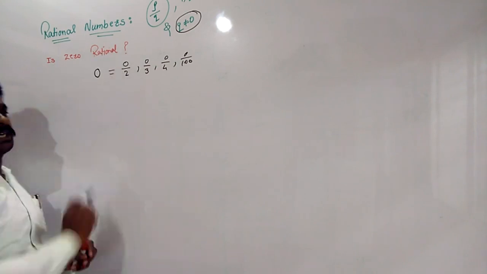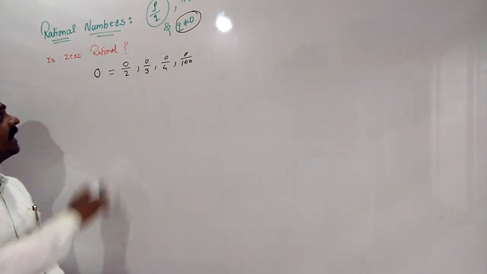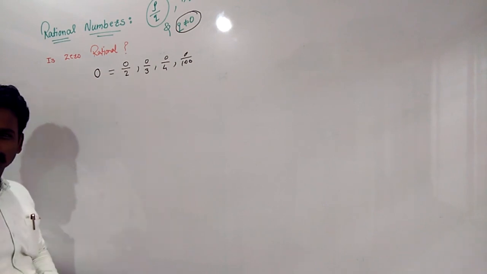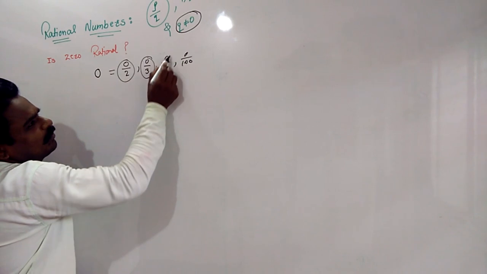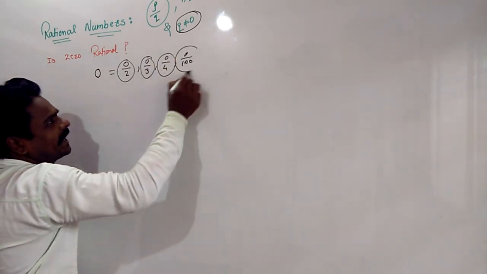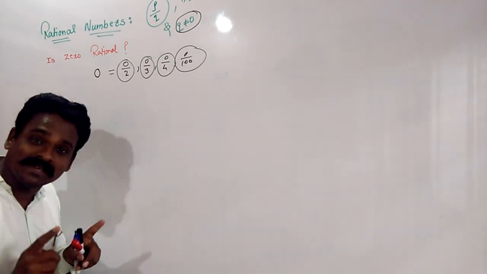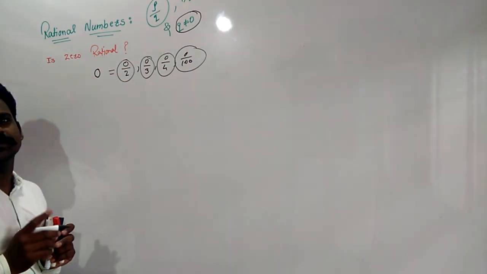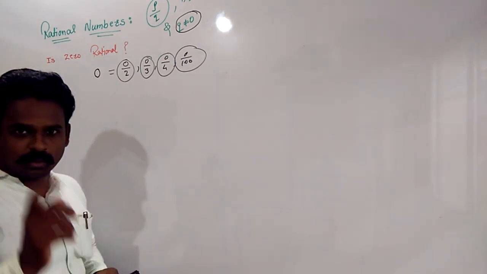And the supplementary question to the same question can be asked: can we write 0 in p by q form? Yes, we can. This is p by q form, this is p by q form, this is also p by q form, and this is also p by q form. So we can write 0 in the p by q form. Fine, no problem. Now let's check one more question.